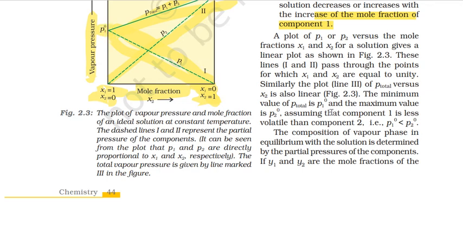Similarly, the plot of P total versus chi2 is also linear. The minimum value of P total is P1 naught, and the maximum value is P2 naught, assuming that component 1 is less volatile than component 2.